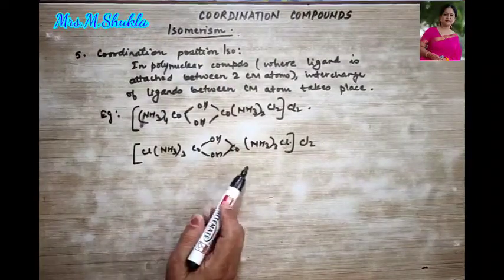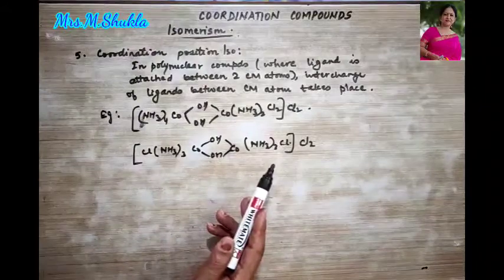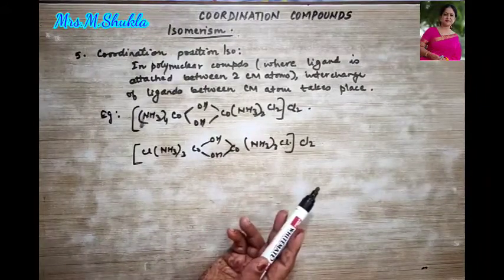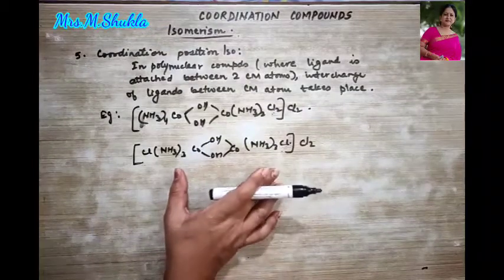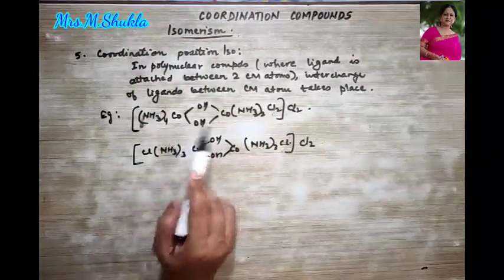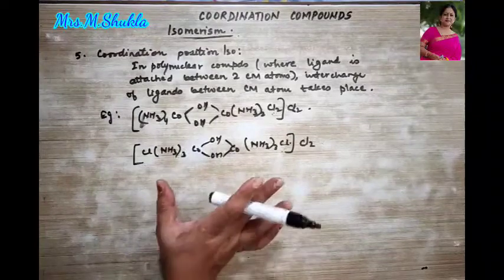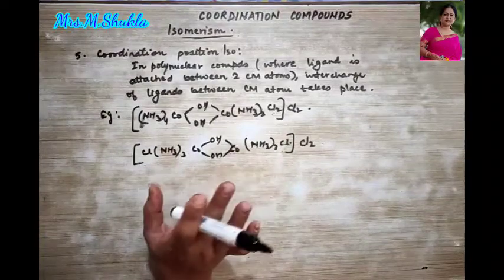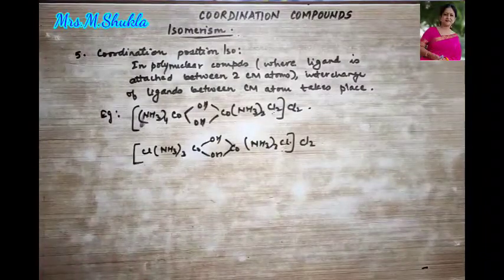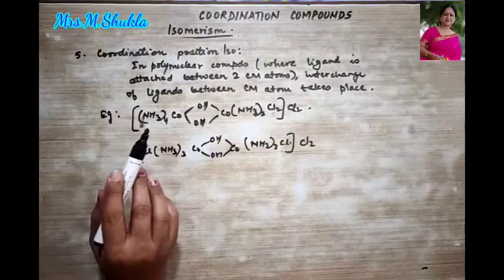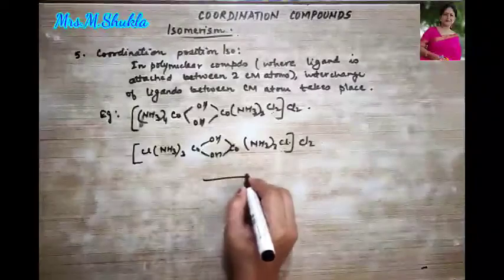What has happened over here? Only there is interchange of the ligand that has taken place. So what do we observe over here? That the ligand attached to the two central metal atoms, they have been interchanged, okay, between the central metal atom. So that was all about your structural isomerism. So that's all for today.